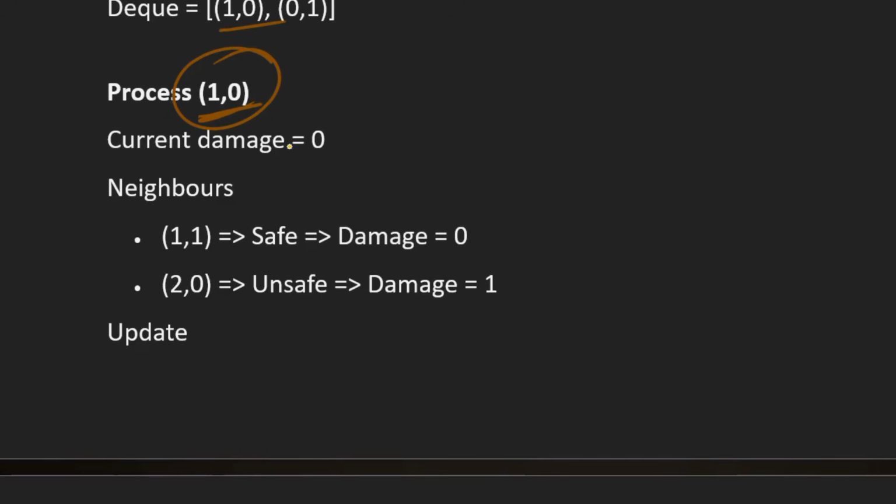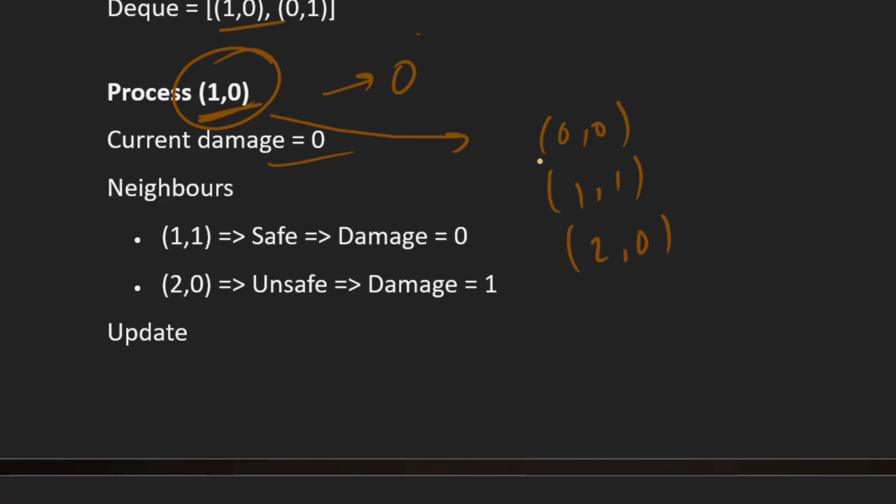So now again we take the front element from the DQ, which is 1 comma 0. Now at 1 comma 0, the current damage is 0. So what are the neighboring cells of 1 comma 0? The neighboring cells of 1 comma 0 are 0 comma 0, 1 comma 1 and 2 comma 0.